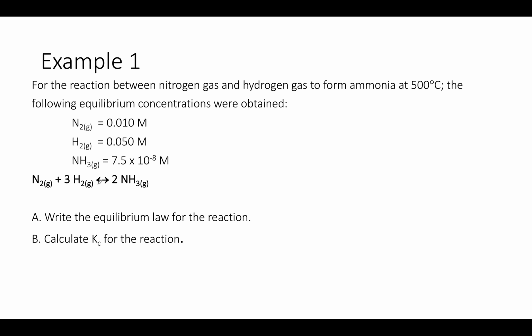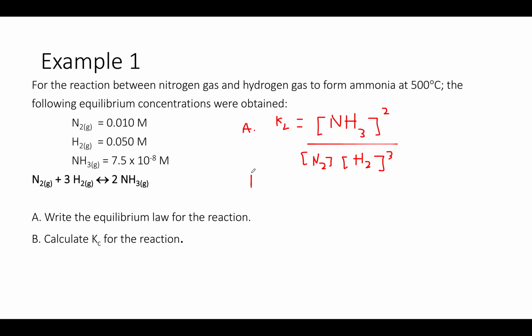And I have the equilibrium reaction here. So I'm asking for the equilibrium law and to calculate Kc. So the equilibrium law would be product over reactant. So our equilibrium law would be the concentration of NH3. Now this is going to be squared because we have 2 moles in the reaction, over the concentration of nitrogen gas, and there's no superscript there, so we leave it alone, times the concentration of hydrogen gas, and this is cubed because there's 3 moles in the equation. So that handles part A.